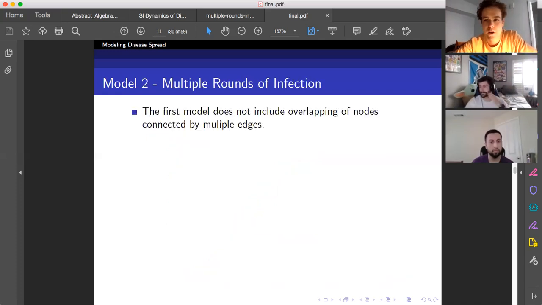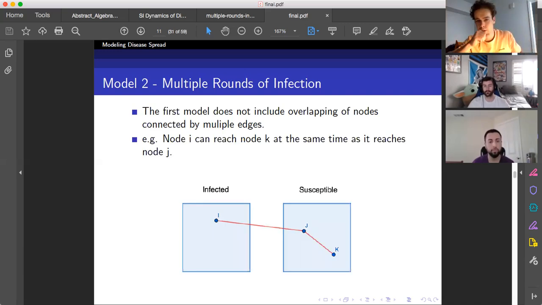Okay, so our second model is called the multiple rounds of infection model. This name might seem a little confusing because in the model that Jacob just talked about, there could technically be multiple rounds if you made W equal to 2 or 3, meaning 2 or 3 connections. But the key difference with this model is that we're taking into account scenarios where there is an overlap of nodes connected by multiple edges.